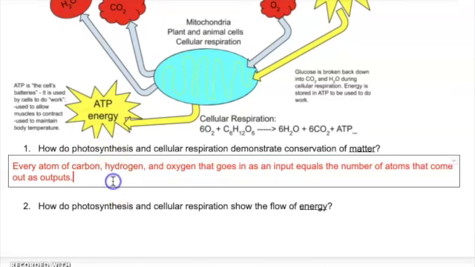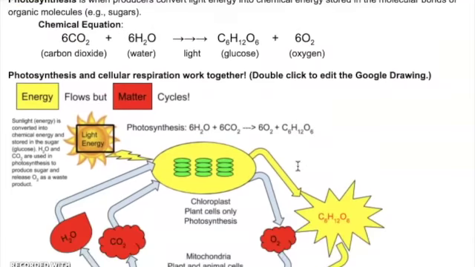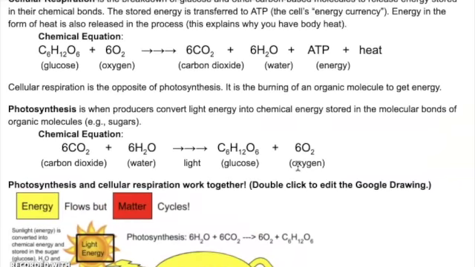Okay, so how do photosynthesis and cellular respiration demonstrate the conservation of matter? Well, we can see that every atom of carbon, hydrogen, and oxygen that goes in as an input or reactant equals the number of atoms that come out as outputs or products. So let's actually look at that a little bit closer together.